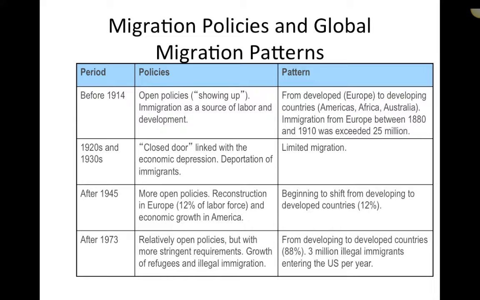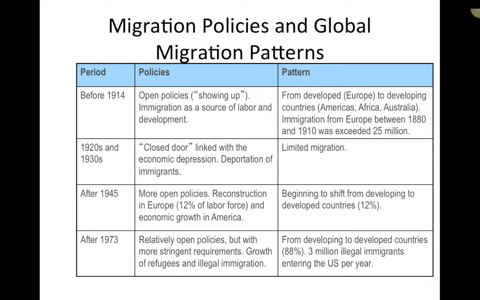In the 1920s and 30s, we had a closed door policy because of the Great Depression. This is where they enforced deportation of immigrants, so very limited migration. After the mid 1940s, a more open policy, Reconstruction in Europe, 12% of the labor force, and we did have economic growth in America. After the war, our economy did bounce back. Europe was in a reconstruction phase, so it made sense for them to want to come here.